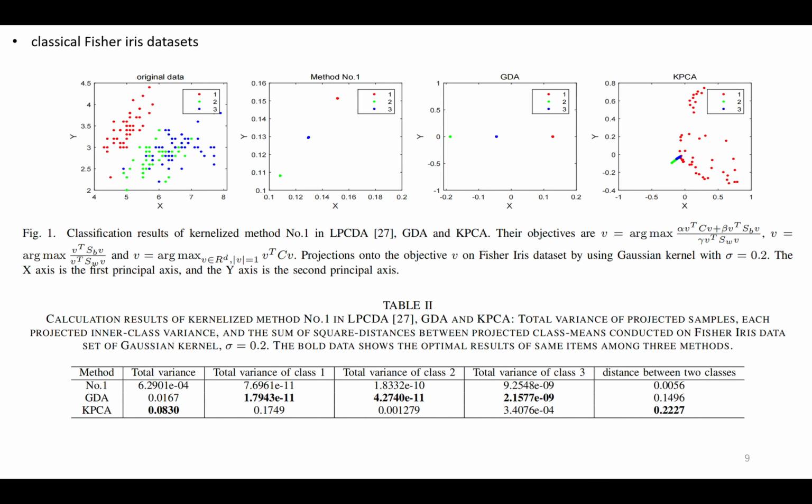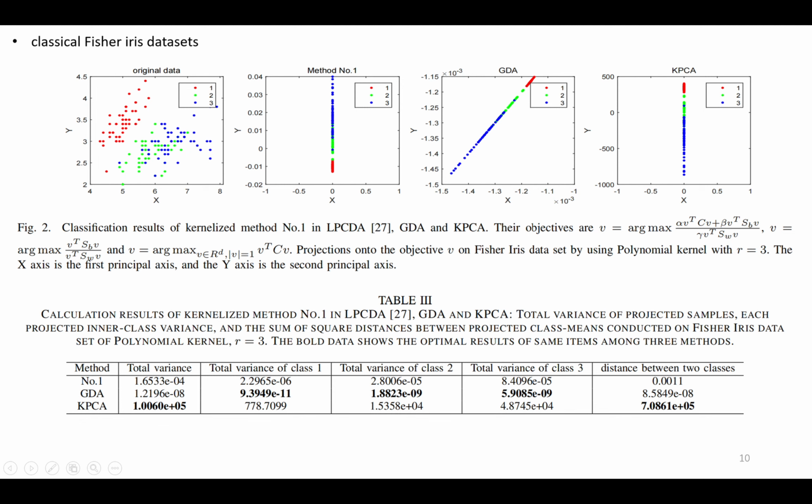Here's the result on facial iris dataset by using the Gaussian kernel with the parameter value equals to 0.2. As shown in this picture, our proposed method number 1 has perfect classification performance as GDA and superior to KPCA. Here's the result by using polynomial kernel with parameter value r equals to 3. And the number 1 method has similar projection direction as KPCA and similar performance as GDA and KPCA.